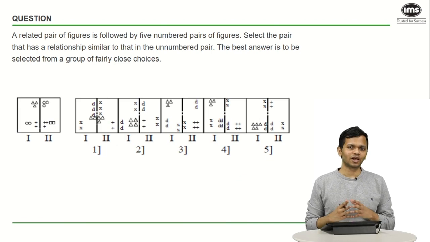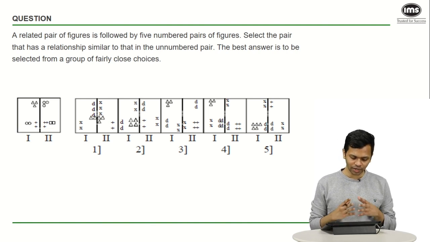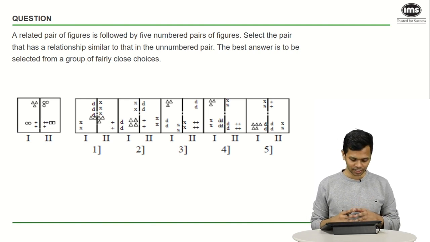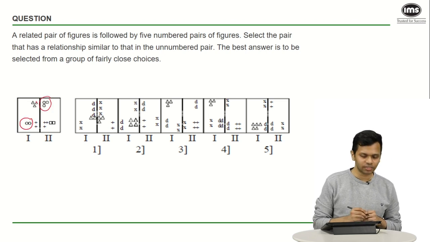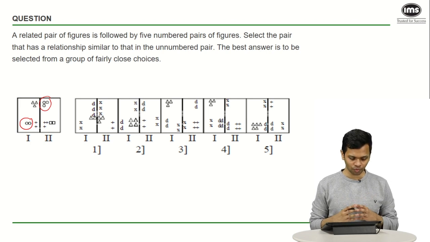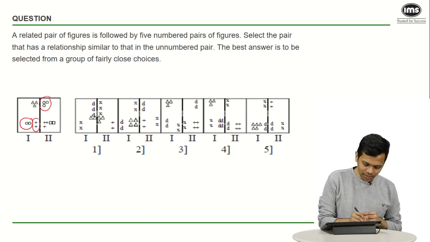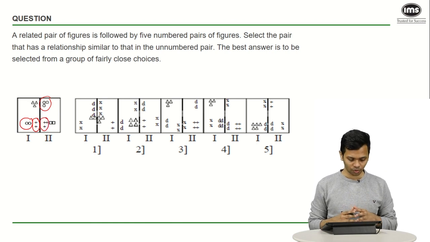Let's look at the solution of the last question. So here, if you look at what is happening in the unnumbered pair that is given to you, you have 2 circles and that becomes 3 circles in the next figure. So clearly there is addition of 1. You look at the plus sign that is given to you, instead of 2 now you have 3. So again there is addition of 1.